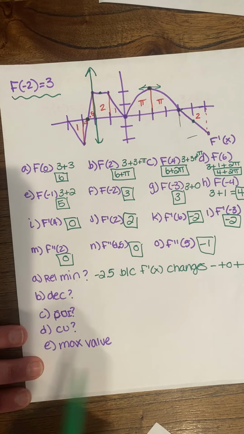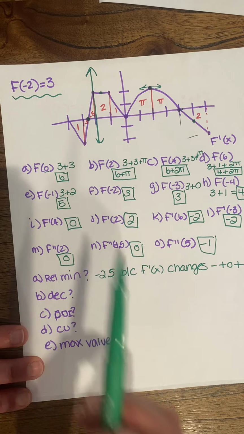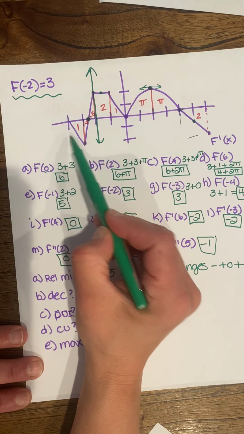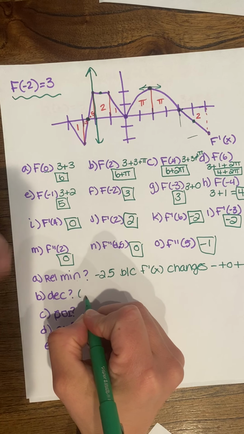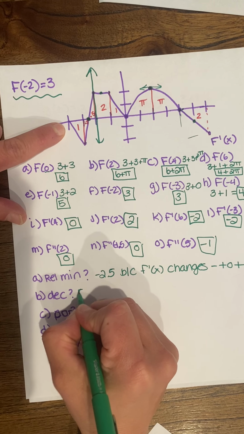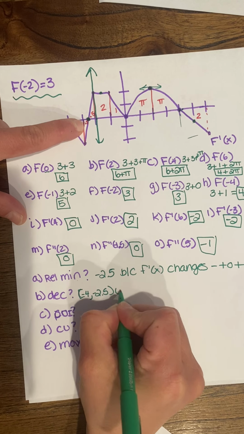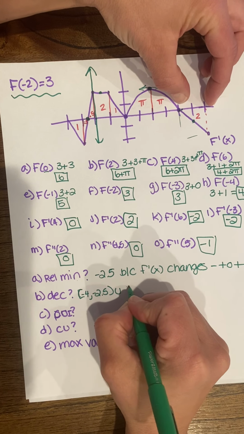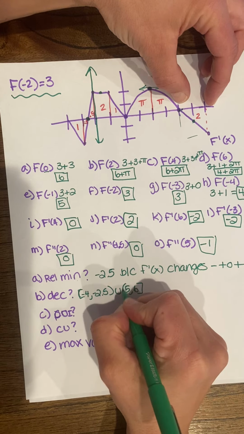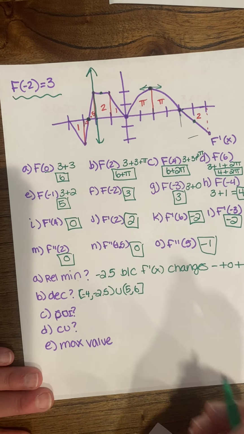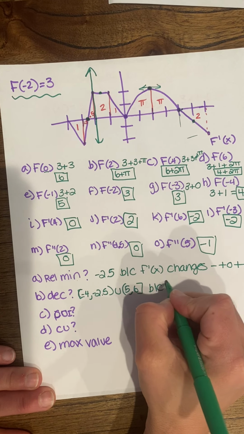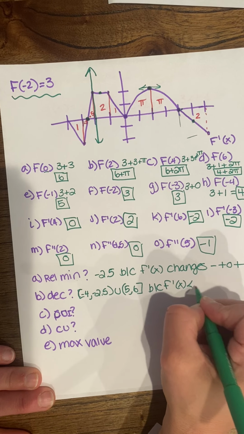Decreasing is like any derivative. It's where the derivative is negative on a derivative graph. That means below the x-axis, right? So that is from here. This is from -4 up to -2.5. And then the other spot it happens is 5 to 6. Okay, don't worry about the hard brackets, soft brackets, the AP, it doesn't matter. And this is because f prime of x is negative.